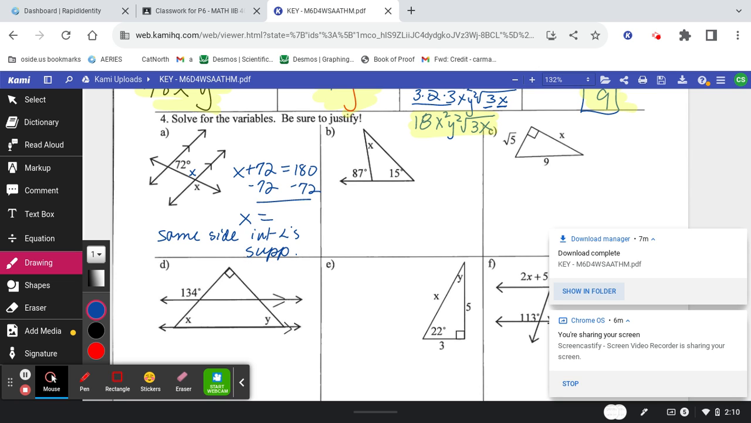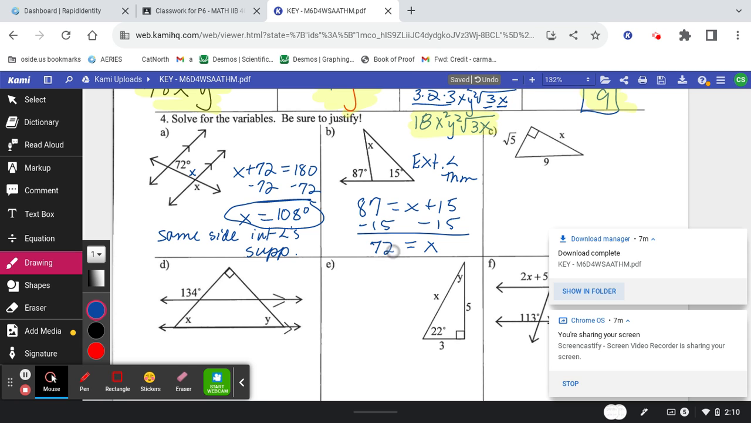All right, what's 180 minus 72? I'm getting 108. So remember, we're putting an answer and a reason for each one. Next one is exterior angle theorem. And that exterior angle is equal to the sum of the remote interiors. 87 minus 15 gives us 72 degrees.